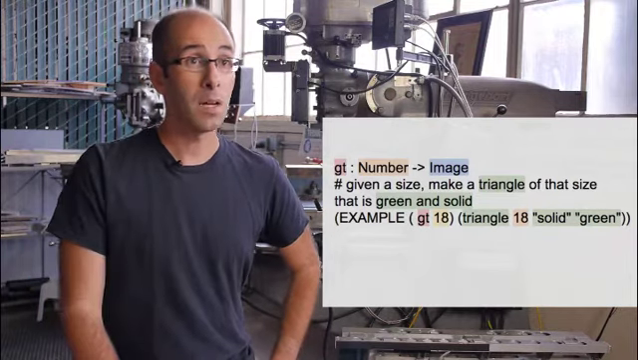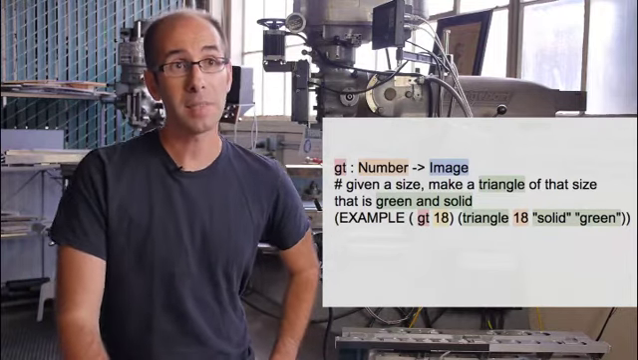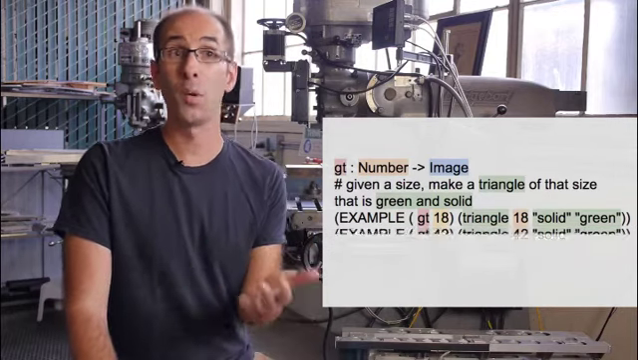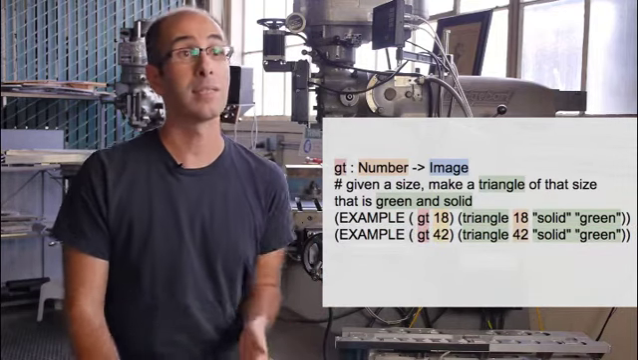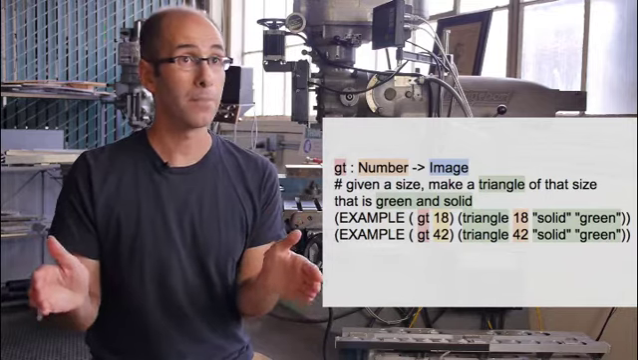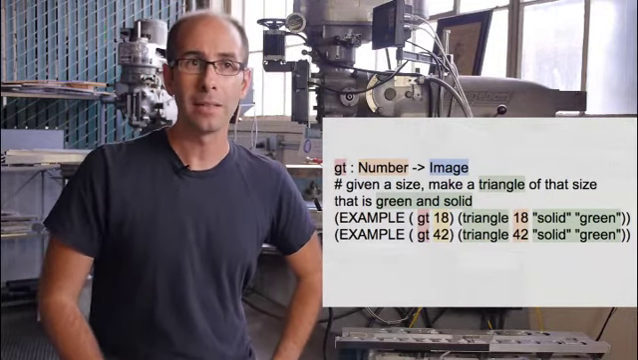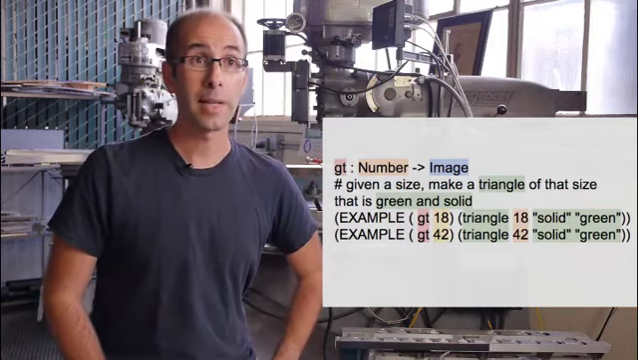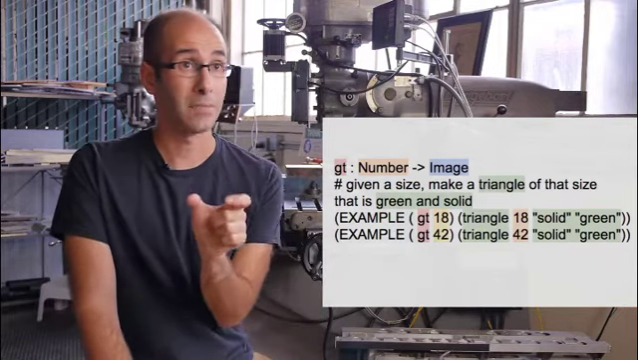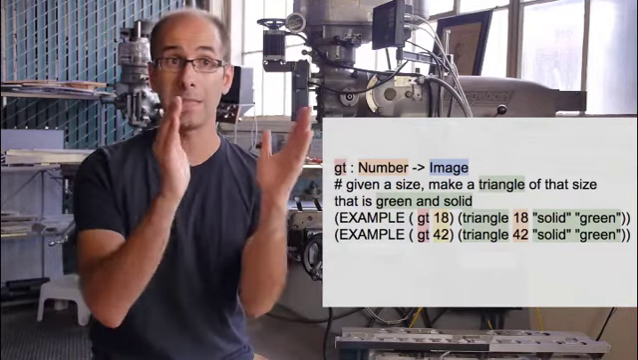The second example is also generated from the contract and purpose, this time using a different number, let's say 42. And it's easy to notice that everything in these examples is very similar. The only thing that changes is the number. But what does that number mean? Is it the number of triangles on the screen? No, that's the size of the triangle. So we'll circle the numbers 18 and 42 and label them with size.